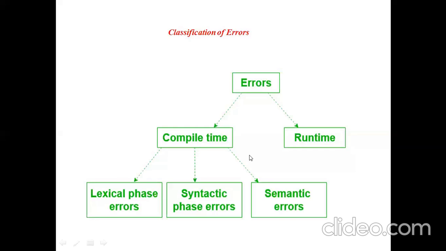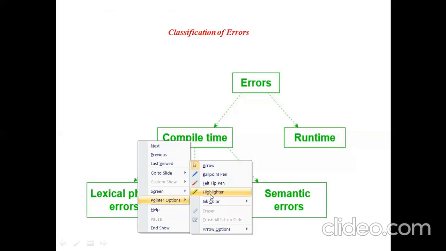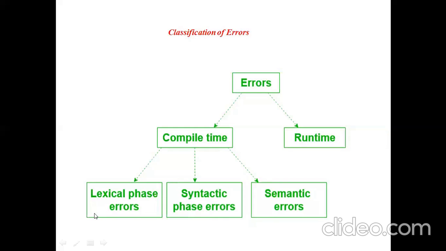Again, when we come to compile time errors, internally there are three types: lexical errors, syntactic errors, as well as semantic errors. These are the three categories of compile time errors. Now we have to see briefly what techniques the compiler follows to recover from a compile time error when it has occurred.